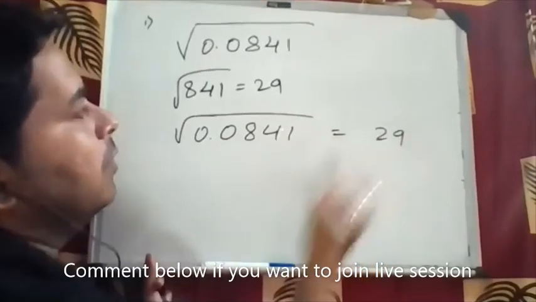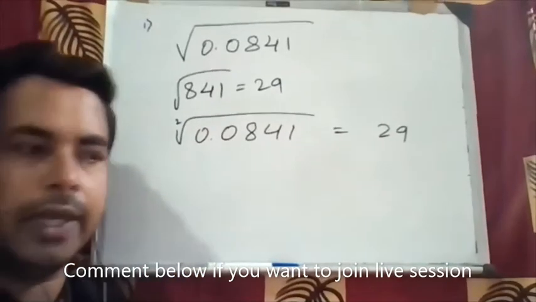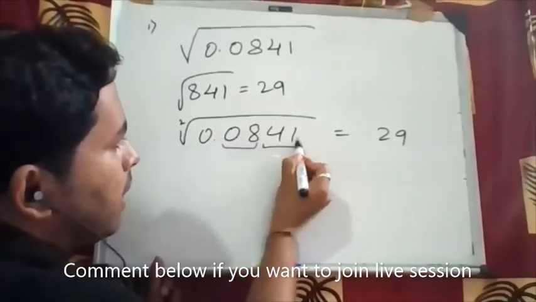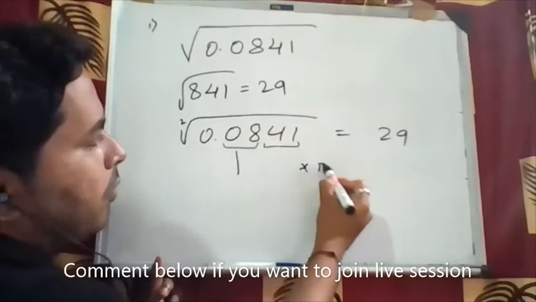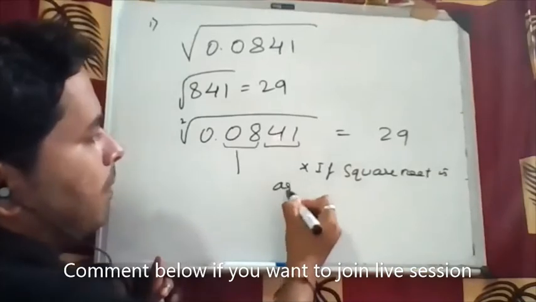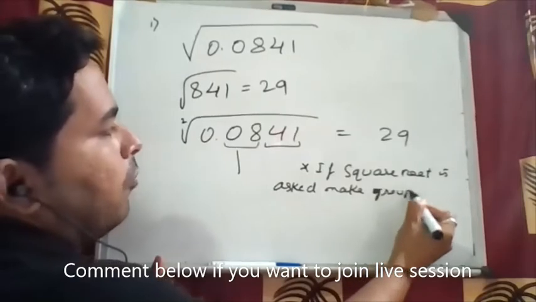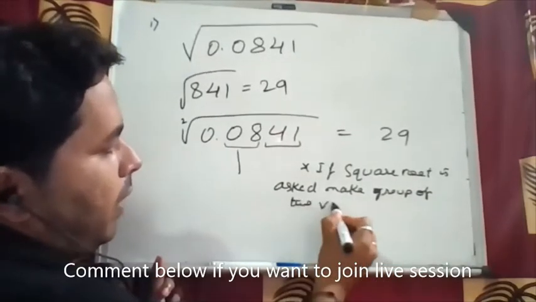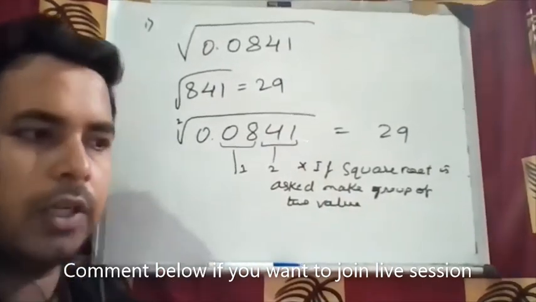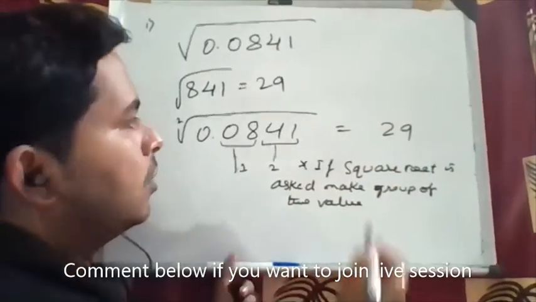Without the decimal, 29 is there, but if the square root is asked, you have to make pairs of 2 digits. If square root is asked, make a group of 2 values. So here, group 1 and group 2. Now I found that 2 groups are there. So where do you put the point? Before the 2 values.